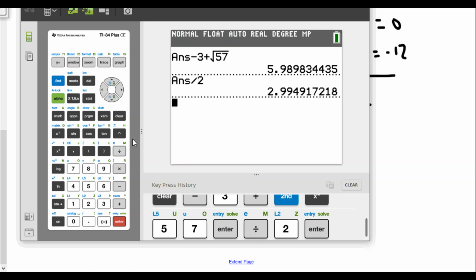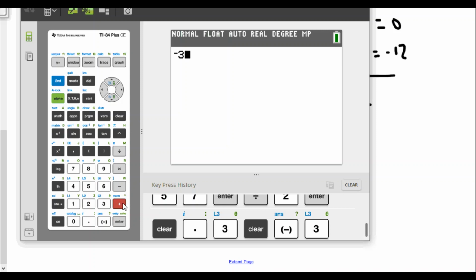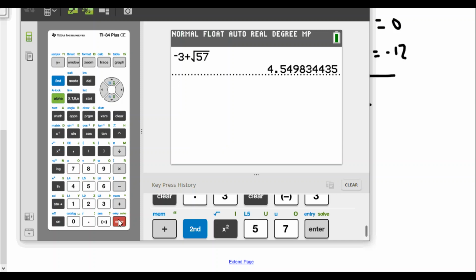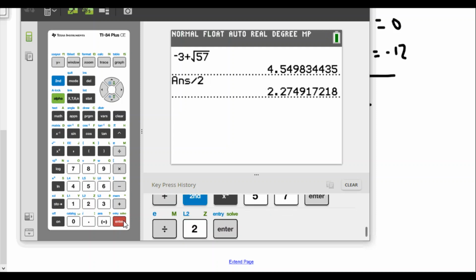Hold on a second there. Where'd the answer come from? Let's try this again. Sorry, ladies and gentlemen. Negative 3. Oh, and I'm not getting 0.3. Huh. It's not going so great. Okay, hang on a second. Here's negative 3. Negative 3 plus the square root of 57. 57, actually. 57. Enter. Now divide that by 2. There you go. That's what we're looking for.